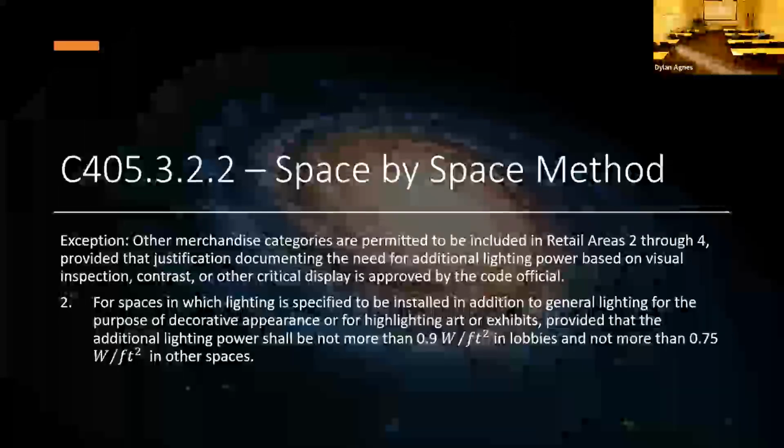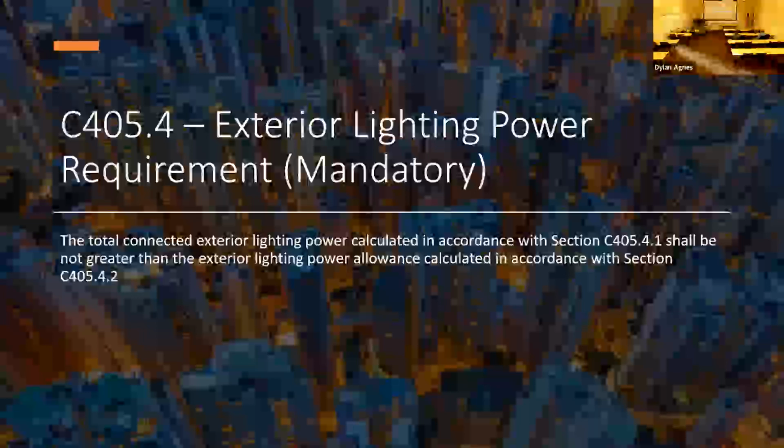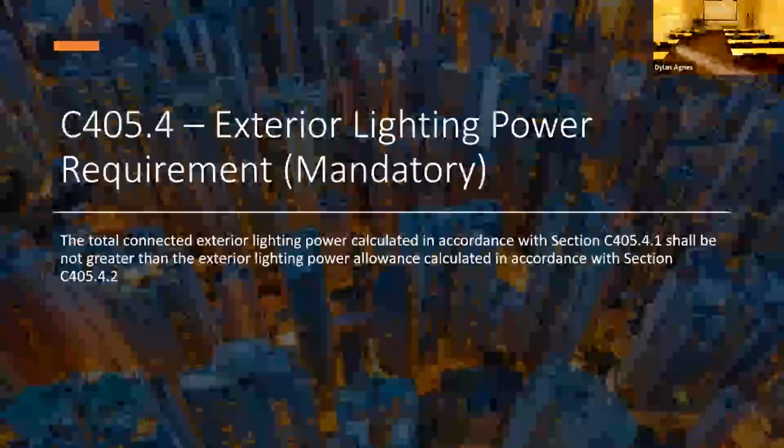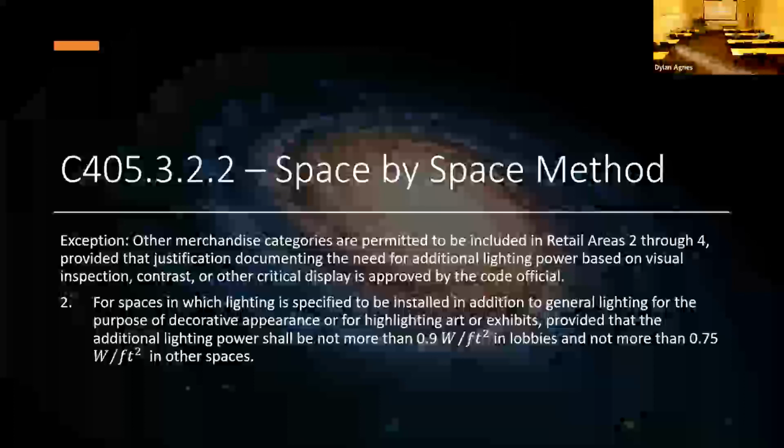The other exception is merchandise categories for spaces in which lighting is specified to be installed in addition to general lighting for the purpose of decorative appearance or highlighting art or exhibits, provided that the additional lighting power shall not be more than 0.9 watts per square foot in lobbies and not more than 0.75 watts per square foot in other spaces. Okay. Any questions on interior lighting power allowance, space by space method? I'm going to circle back into this when I do the ComCheck demonstration.